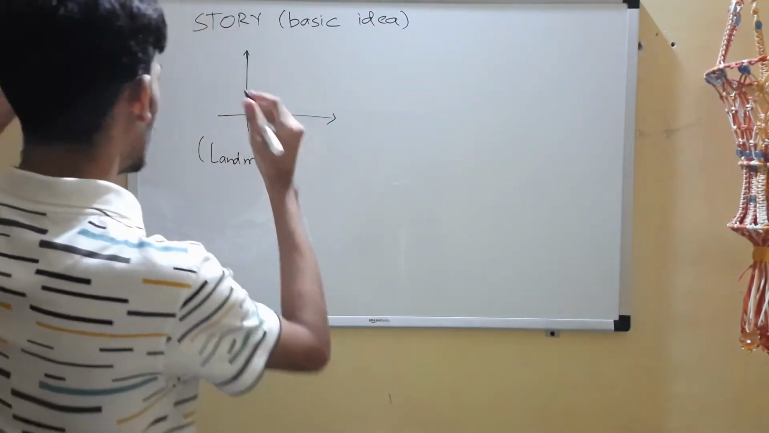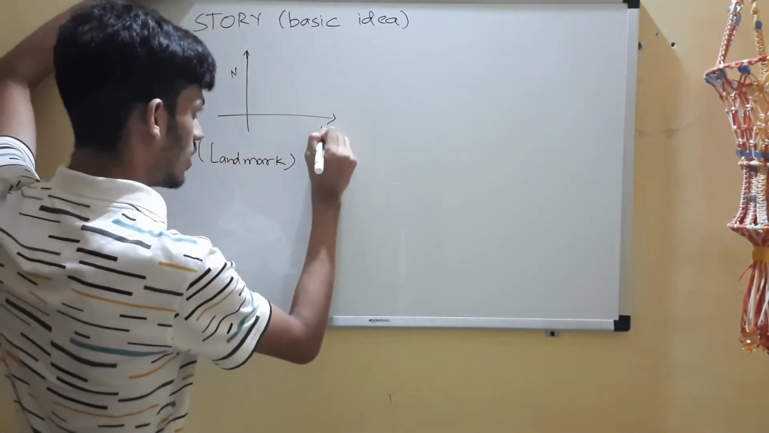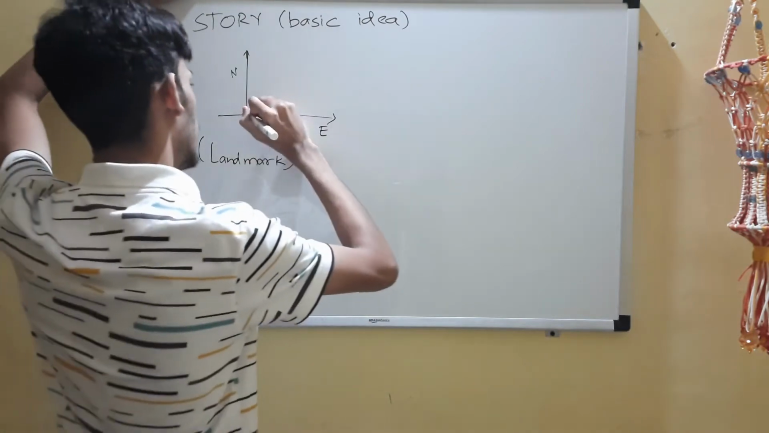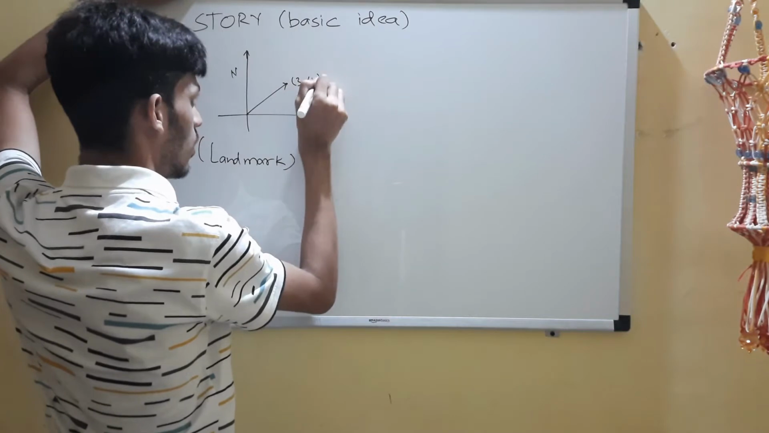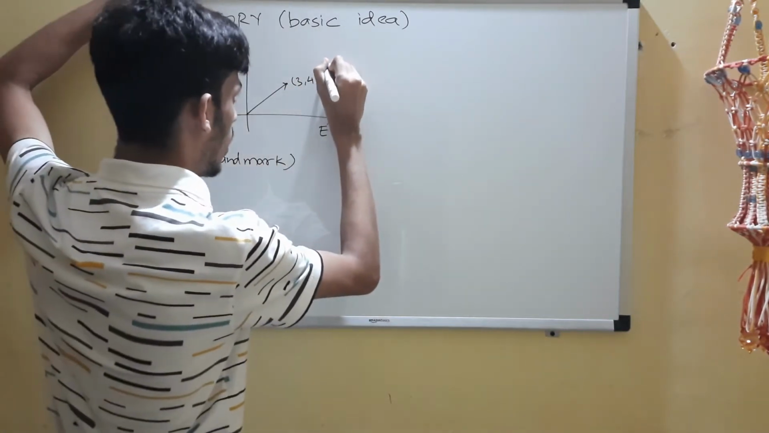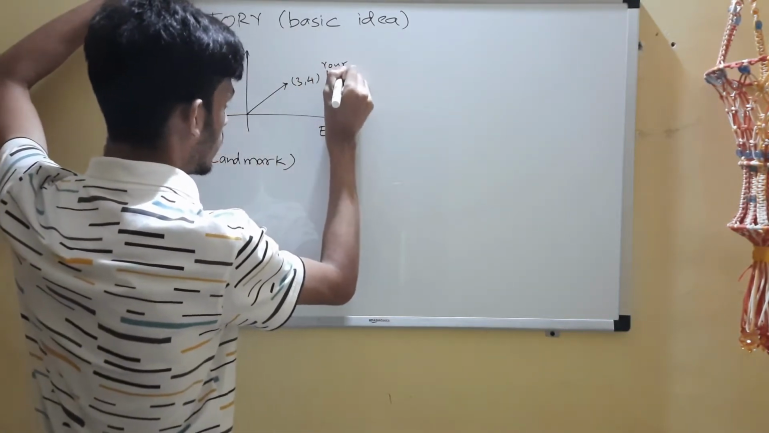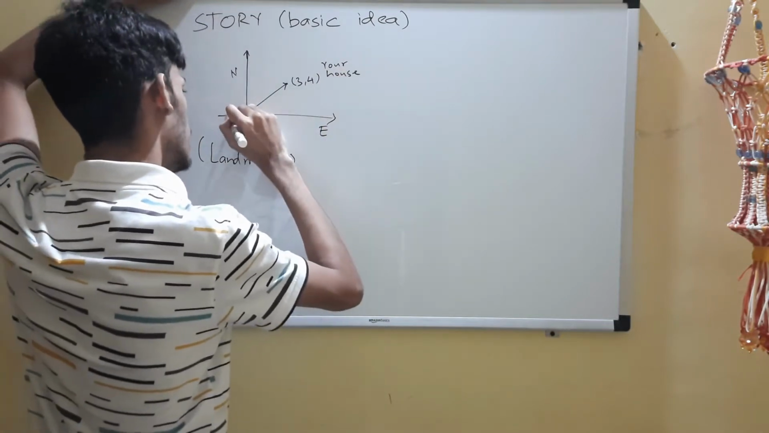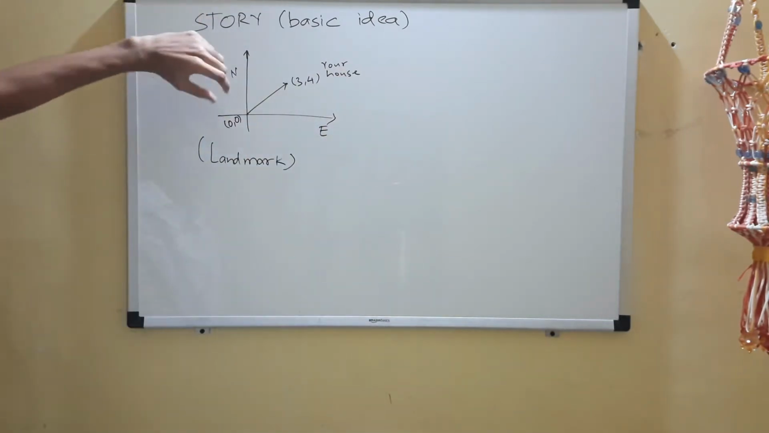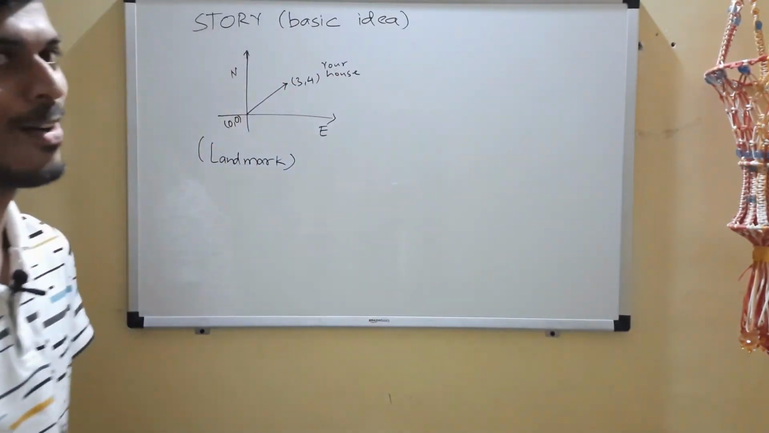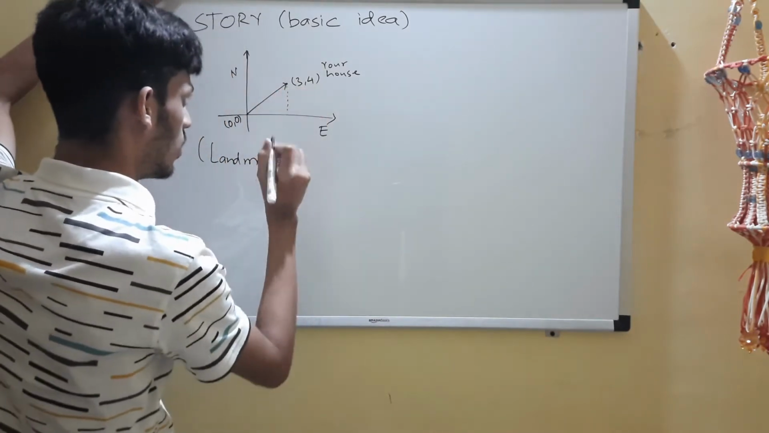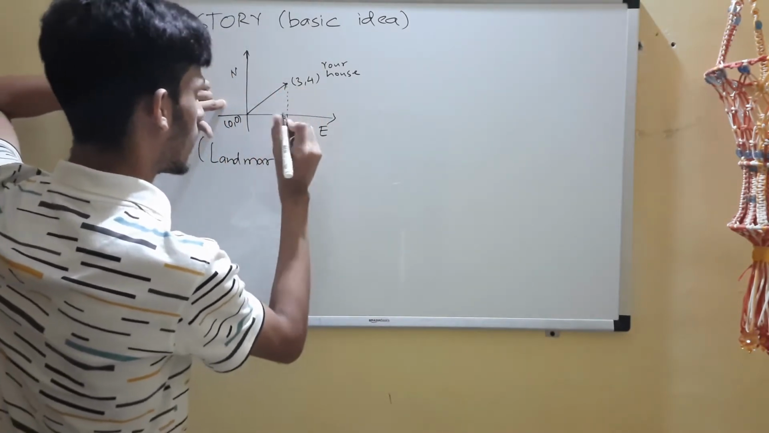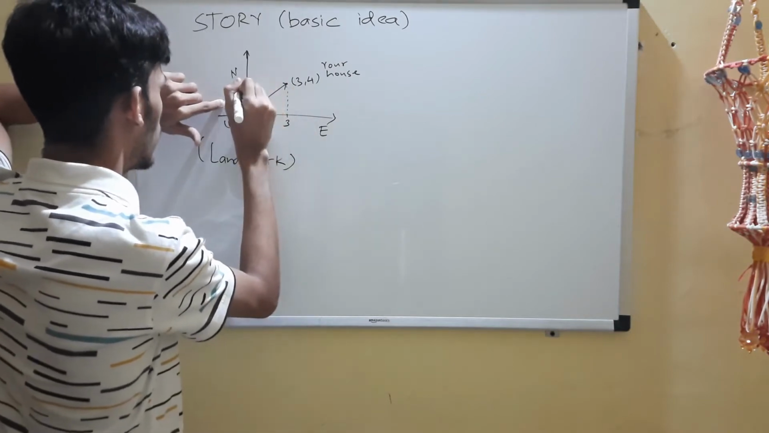From that landmark, your house is in the northeast direction at a certain angle. These are the coordinates of your house, 3 comma 4. This is your house, and let's consider the landmark as the origin. He'll reach the landmark, he'll phone you, and you have to guide him to your house. Now you'll find it an easy job. This is 3, and here it is 4.